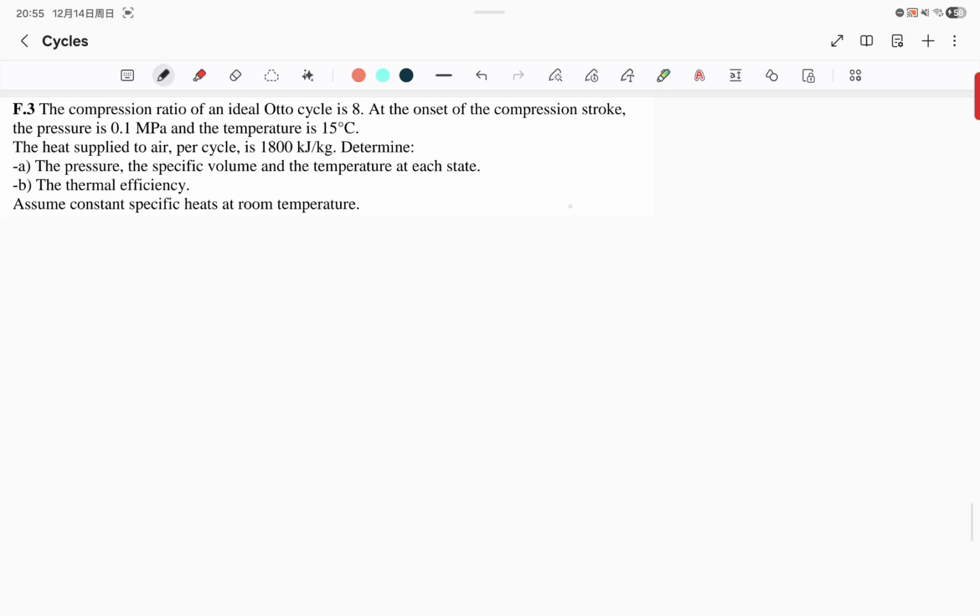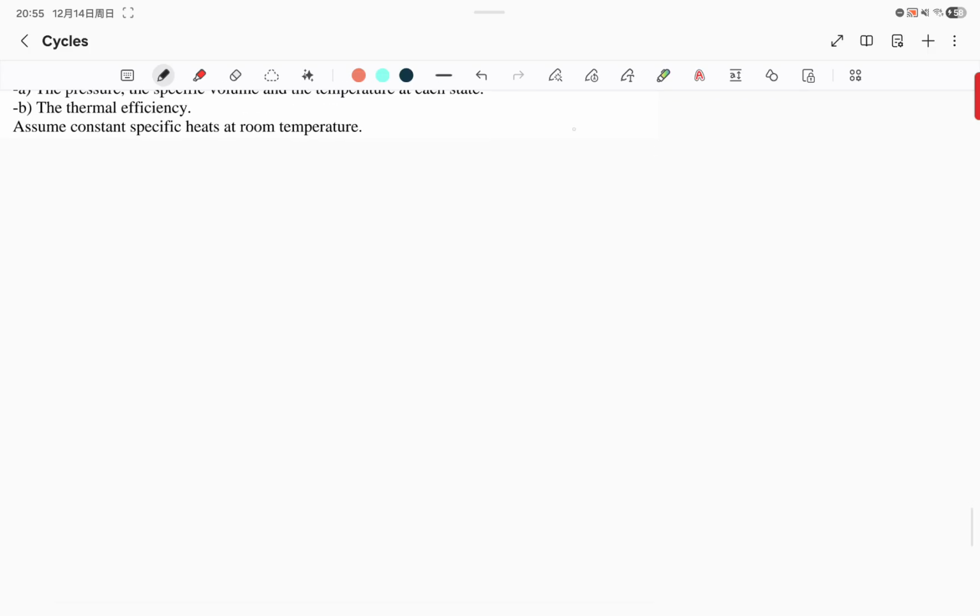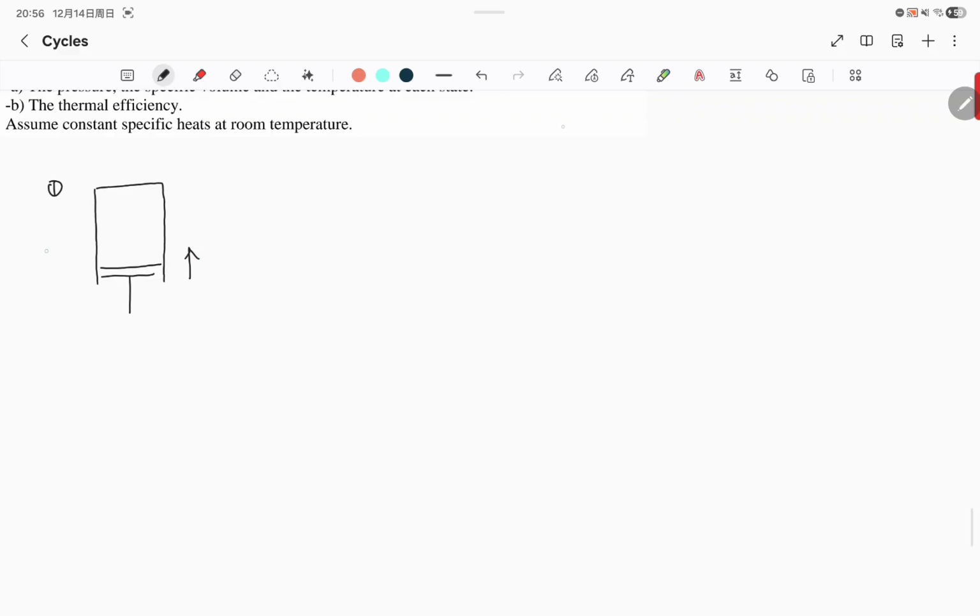Okay, so the compression ratio of an ideal Otto cycle is 8. At the onset of the compression stroke, the pressure is 0.1 megapascal and the temperature is 15 degrees. Let's draw this out. This is the cylinder, this is my piston, and currently it is at the bottom, called the bottom dead center. It's going to move up. In this process, we're going to supply work in.